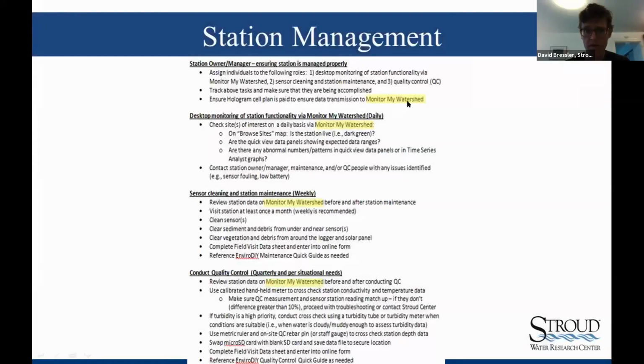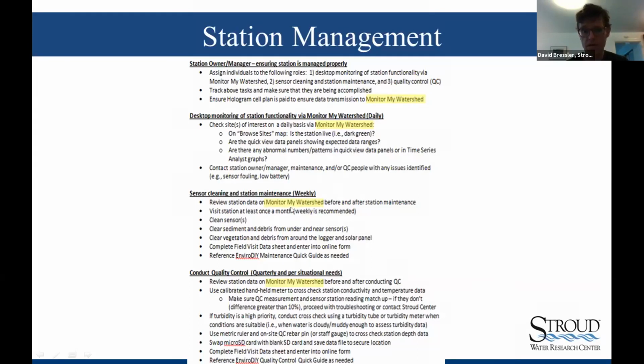One thing to point out here is simply that you need to involve the usage of Monitor My Watershed in each of these steps. So it's important to be consulting the data on a regular basis, regardless of what role you're playing. Whether you're a station owner, you need to be checking Monitor My Watershed. Whether you're monitoring Monitor My Watershed, of course, you're going to check that.